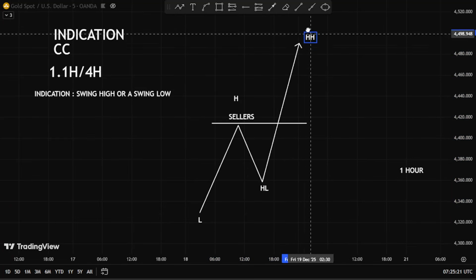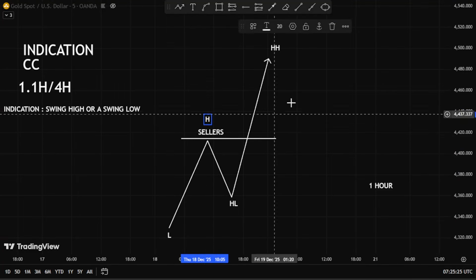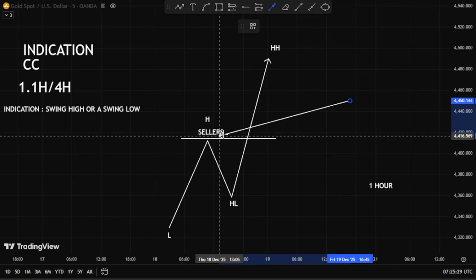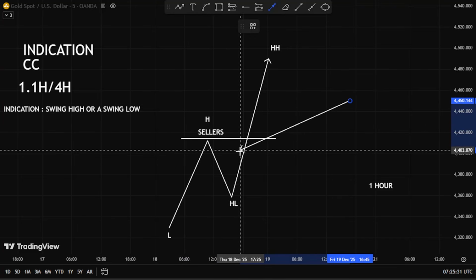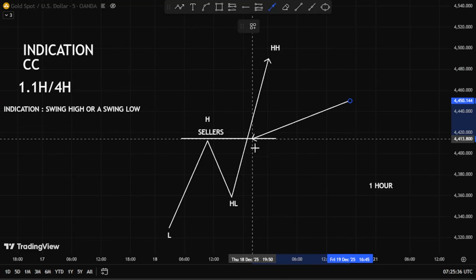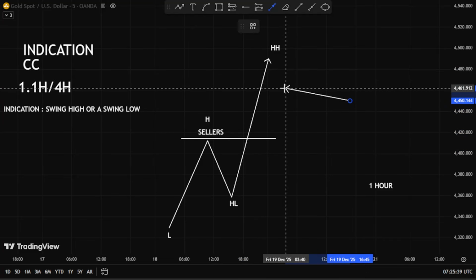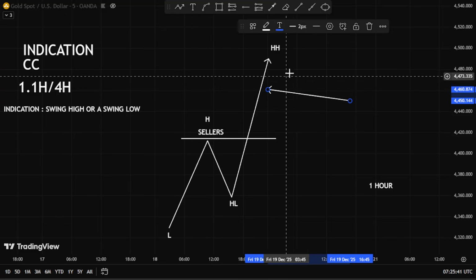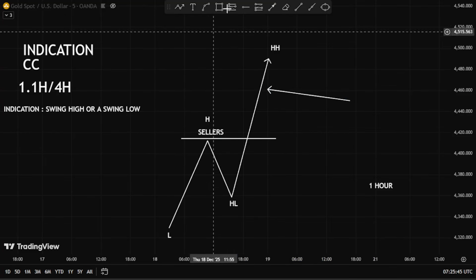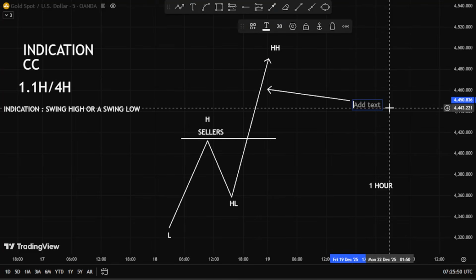So this is an indication. This is price telling us that at this level there are no more sellers here, because price has been able to easily break this position. Instead of reversing or stalling here, price just broke through, meaning that price is indicating to us that there are no more sellers at or above this level. So this is where the indication part of ICC comes from.